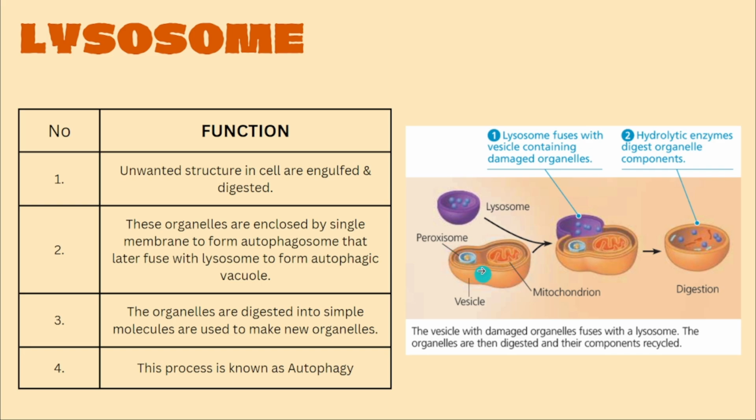This one contains a mitochondria and a vesicle, unwanted organelles that we cannot use anymore. These organelles are damaged or already dead, not functioning. They are enclosed together to form one vesicle, which we call an autophagosome. Once the lysosome fuses with this autophagosome, it forms an autophagic vacuole like this. Then, as in the phagocytosis process, the lysosome releases the hydrolytic enzymes to kill the organelles. The organelles are digested into molecules, and these digested molecules can be reused to form new organelles, because it is still a mitochondria. Although it is digested, the components can still be used to form new organelles. This process is called autophagy.